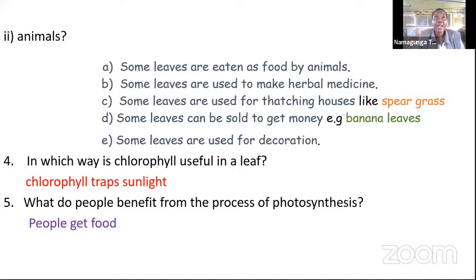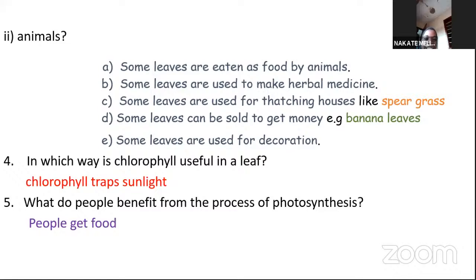Nakate, Claire, unmute and talk to us. How is a leaf useful to animals? Are you there? Nakate Melissa, how are leaves useful to animals? Unmute and talk to us.